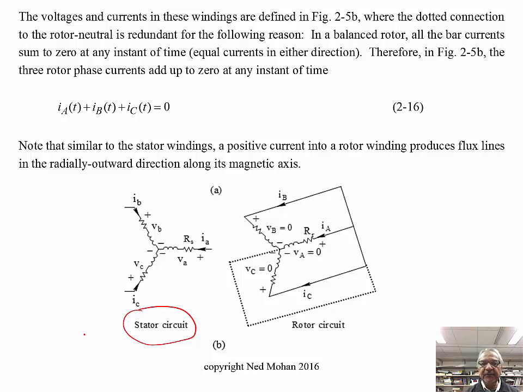And the same thing we'll assume for the rotor circuit, but in this case we have currents IA, IB, and IC. In a squirrel cage, the currents going in one direction cancel out, or add up to zero, when you include the currents going in the other direction. So this connection of the neutral, this dotted line that I have shown here, is really not necessary. What I'm trying to point out is that the sum of these three currents in the rotor circuit, just like in the stator circuit, will also be equal to zero.